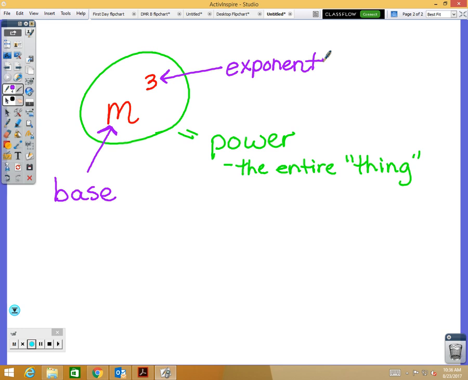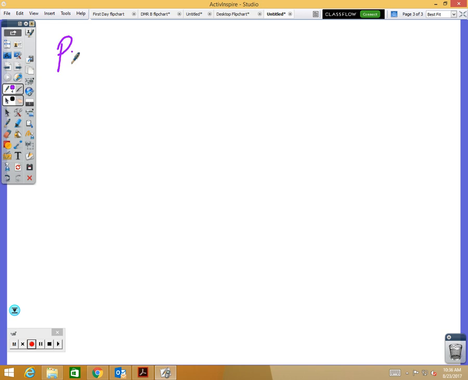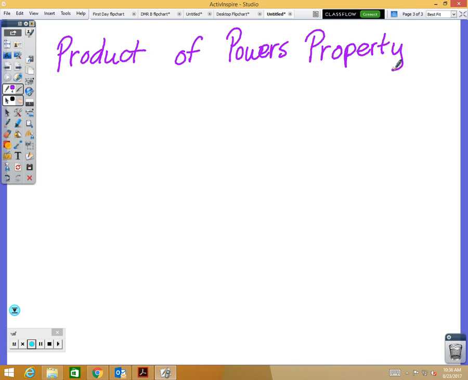Okay? So the first property that we're going to talk about today is the product of powers property. It's kind of a tongue twister. Product of powers property. What does product mean? It's the answer to a multiplication problem. So we're going to see multiplying here. We're going to see a multiplication sign, but there's very little we actually multiply here. Let me show you what I mean.